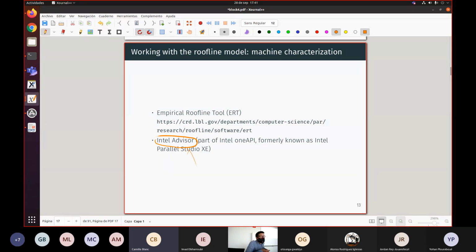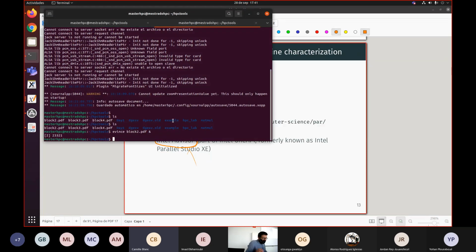We have other alternatives to the Intel Advisor. Sometimes you don't have access on your platform. Maybe you don't have Intel Advisor, so there are other alternatives. Not as powerful as Intel Advisor, but, for example, this tool here. Well, I cannot follow the links in this PDF. Let me use the links to follow this link.